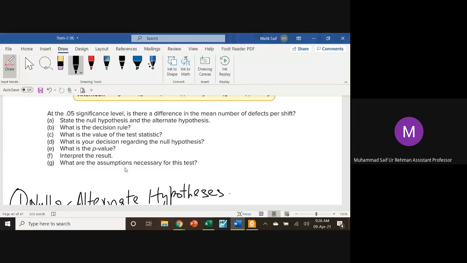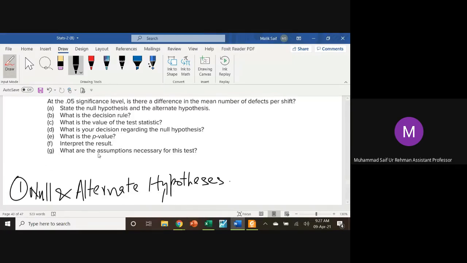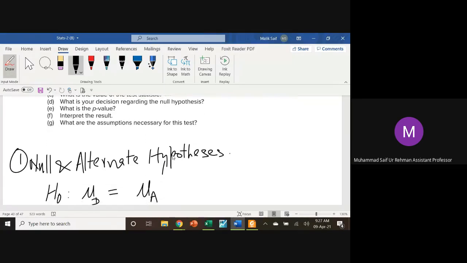What are the assumptions necessary for this test? The assumptions are that both populations are normally distributed, they are independent, and their means are equal. So these are the assumptions. Now, what is the p-value? This is the question that we have to find out.